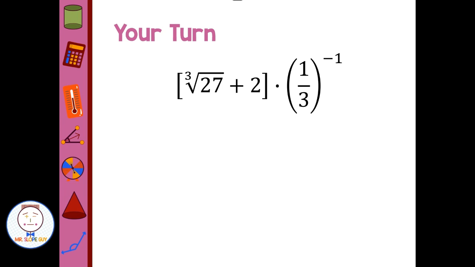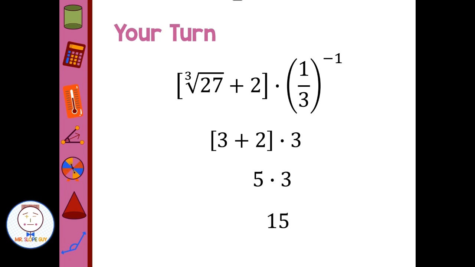So the cube root of 27 is 3. Bring down the plus 2 in the bracket. And 1/3 to the negative 1 power, the law of negative exponents makes that the reciprocal of 1 over 3, which is 3 over 1 or 3. So then I have 3 plus 2 times 3. Working out inside my bracket, I have 3 plus 2, which is 5. And then my last step I have is 5 times 3. 5 times 3 is 15.